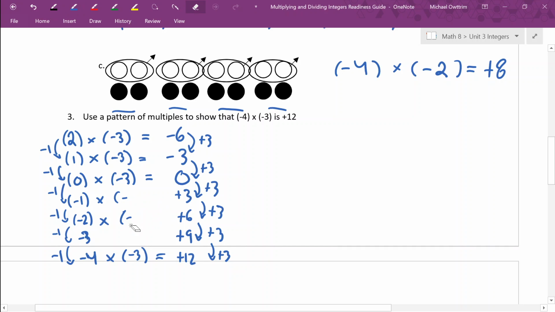These middle ones here, we wouldn't even necessarily need to keep saying we're multiplying by negative 3. We can just use our first 2 to establish the pattern, and then continue the pattern all the way down until we're multiplying by negative 4 at the bottom there.